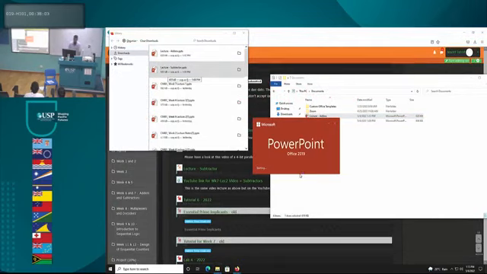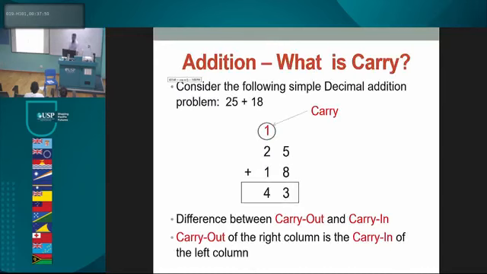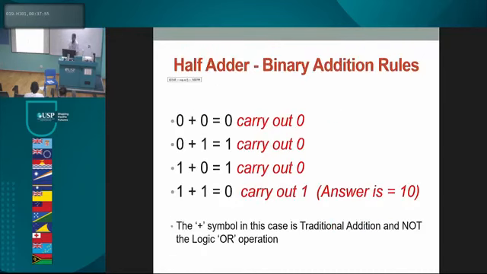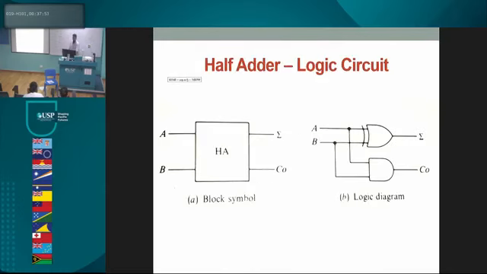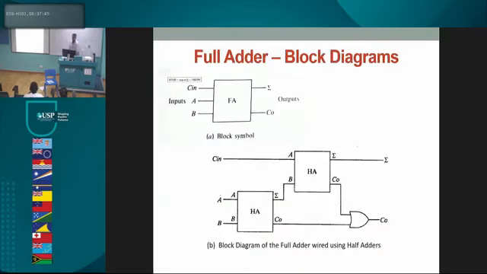Okay. Let's do a quick recap of yesterday's lecture. So, half adders. We went through the fundamentals of adding, all the rules. You wrote some things in your book about the truth table. This is a circuit of a half adder, all right? And then we did a full adder.